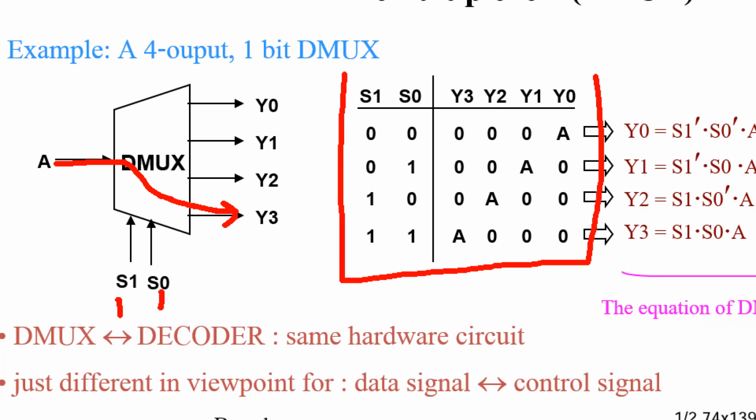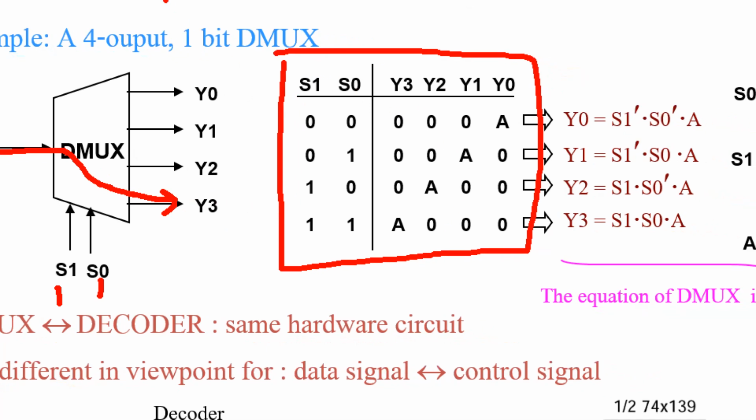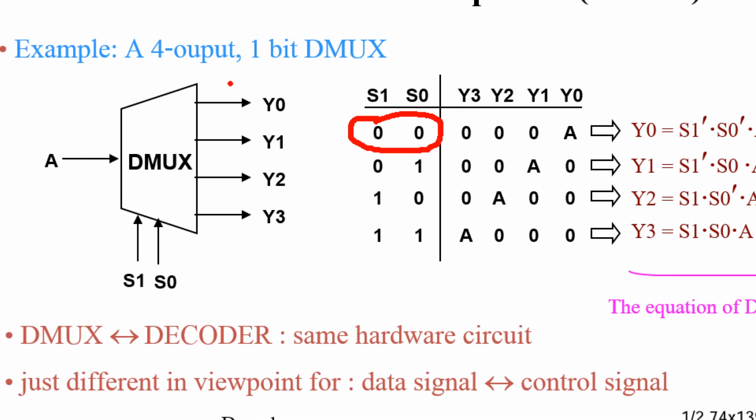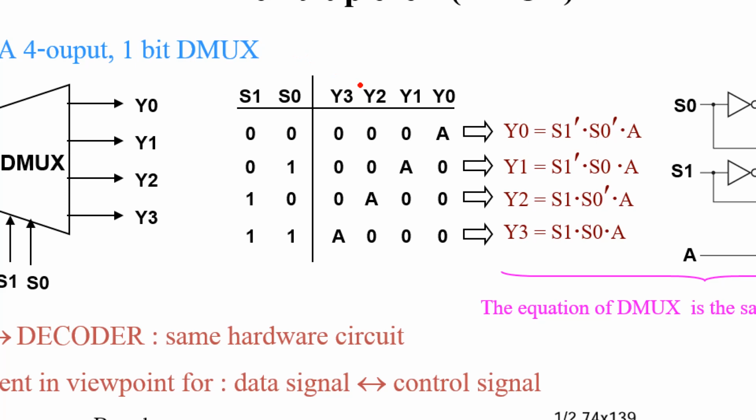Or you can write it as this function table. For S1 S0 equal to 00, the data goes to Y0, so Y0 equals A. The other outputs are not active, so their value is 0. For S1 S0 equal to 01, it goes to Y1, so Y1 equals A, and the other outputs become 0. For 10, Y2 gets A and the other outputs are 0. And for 11, Y3 equals A and the others equal 0. So from this, you can write the equation for each output.